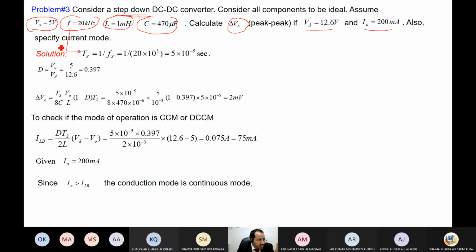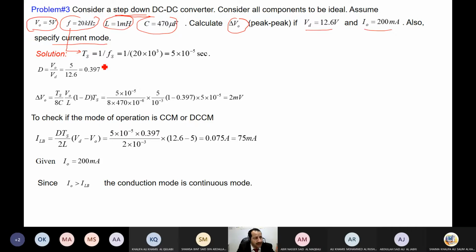It also asks me to find the mode. Is it continuous conduction mode or discontinuous conduction mode? So let me summarize the question. In this question, I am asked to calculate two things. One is delta VO, the ripple in voltage. And two is the mode. Is it continuous or discontinuous conduction mode?